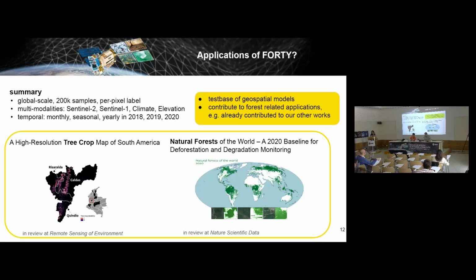Okay, so let's summarize. This is a global-scale dataset containing 200,000 samples, and we have multiple modalities and also multiple settings of temporal time series. We hope this can serve as a test bed for geospatial models and contribute to more forest-related applications. Here I show two examples from our group. We already use this dataset to generate a high-resolution tree crop map for South America, and also a natural forest map for the whole world. Currently they are under review.